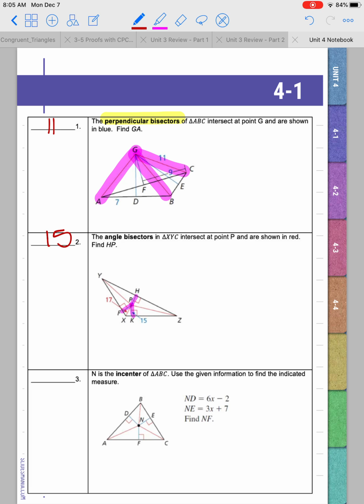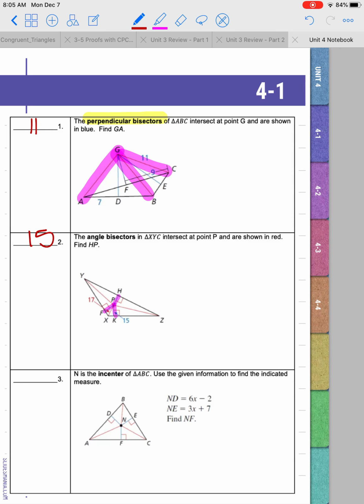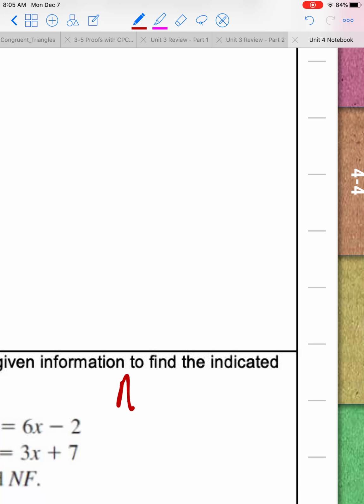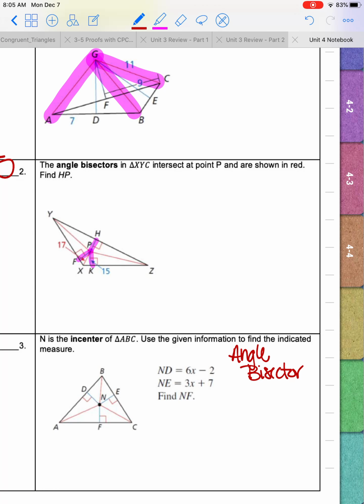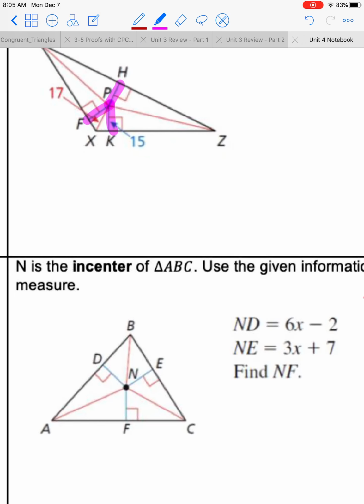All right, number 3 says N is the incenter, and so if it tells you you have an incenter, then that automatically tells you that you have angle bisectors. So I'm going to go ahead and make a note of that for you. Okay. So they're giving us the length of ND, so I'm going to highlight that. They're giving us the length of NE, and they want us to find NF.